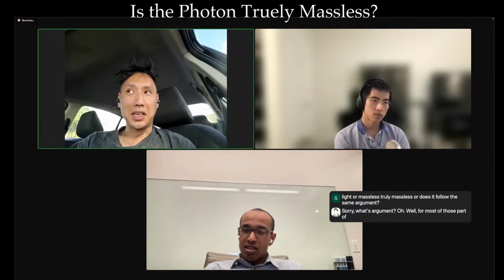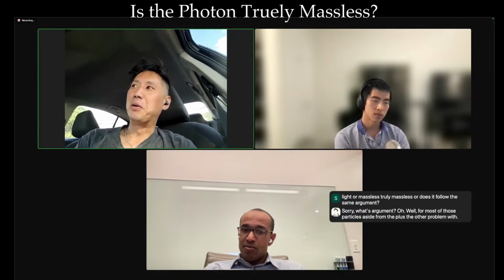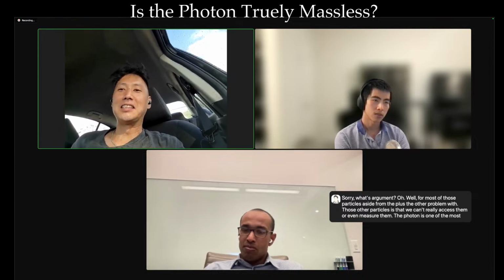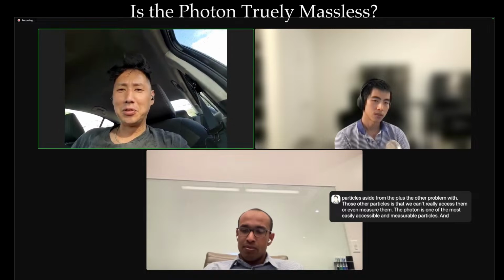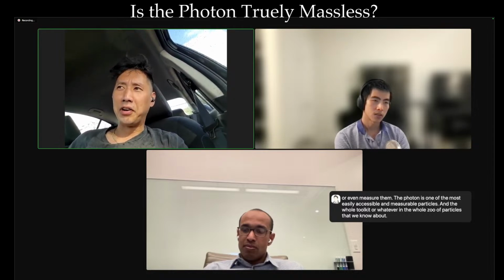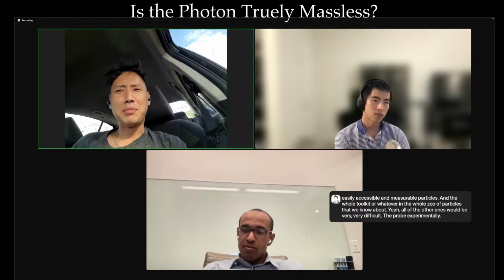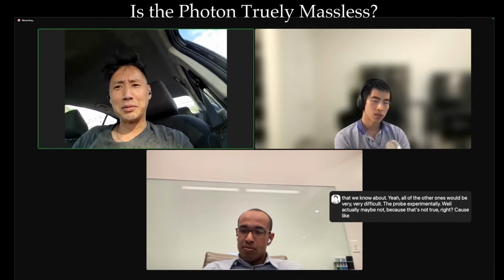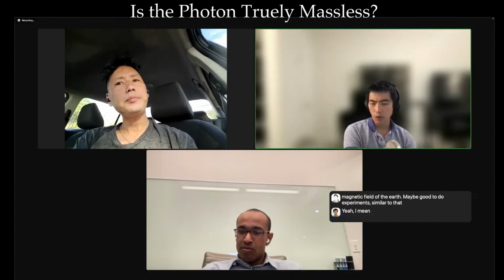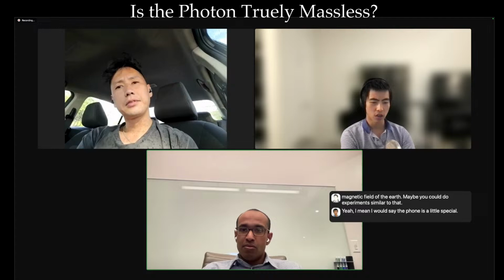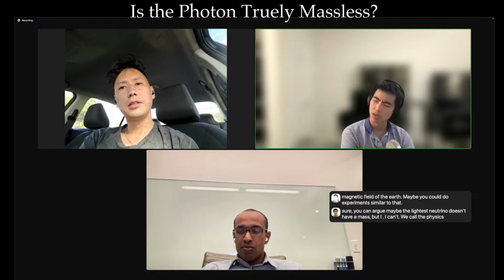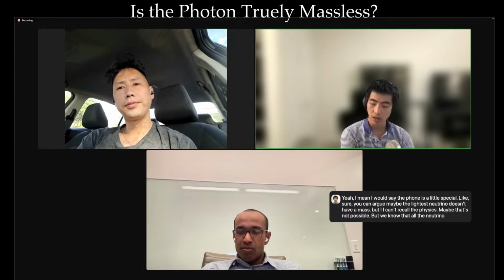Well, the other problem with those other particles is that we can't really access them or even measure them. The photon is one of the most easily accessible and measurable particles in the whole zoo of particles that we know about. All of the other ones would be very, very difficult to probe experimentally. Well, actually, maybe that's not true, right? Because maybe you could do things similar to that magnetic field of the Earth. Maybe you could do experiments similar to that. I would say the photon is a little special. Sure, you can argue maybe the lightest neutrino doesn't have a mass, but I can't recall the physics. Maybe that's not possible. But we know that all the neutrinos have masses.